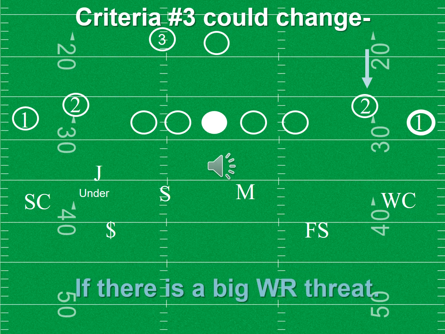Another example of changing our strength call in criteria 3 would be if there is a big time receiving threat opposite of the back. In this case, we may call strength in criteria 3 right at that receiving threat.